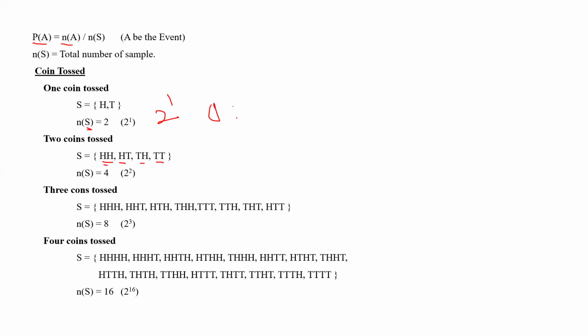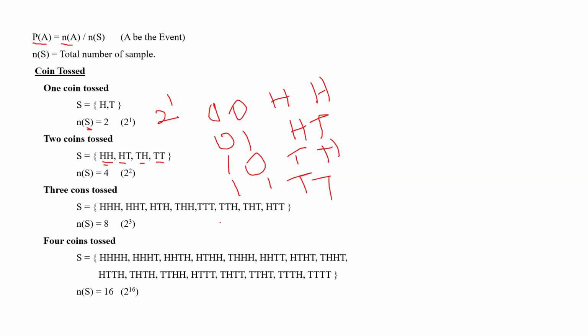What is the 2-bit table? 0 0, 0 1, 1 0, 1 1. So we can write this as head head, head tail, tail head, and tail tail. Like this we can make it. So N of S equals 4.